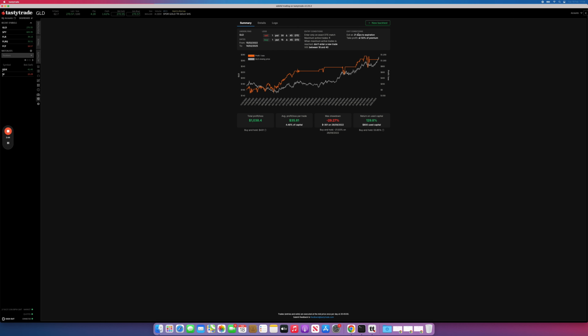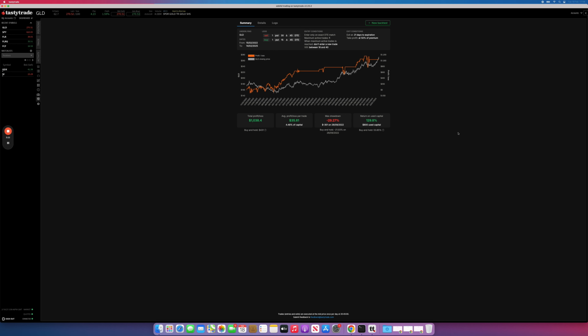And then the exit conditions were we exited at 21 days left till expiration, or at 50% of max profit, whichever came first. So this is the chart here. The gray line shows us the price of GLD, and the orange line shows us our PNL of the strategy itself. So as you can see, the price of GLD kind of moved sideways for the first half of the back test. However, our PNL was positive.